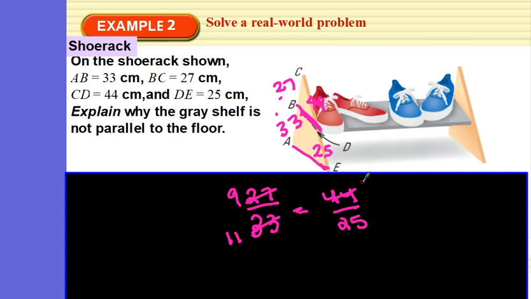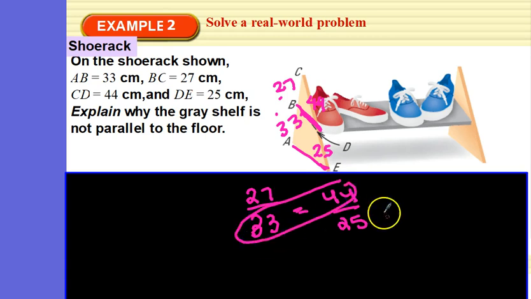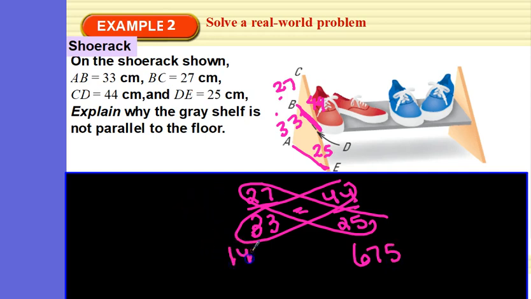No, I can't. Another way, if you were stuck and not sure if you can reduce, you can turn both of these fractions into decimals. So turn that into a decimal, turn that into a decimal, and compare. Or you can do the cross products and see if the cross products are equal. So 25 times 27 is what? 675. And 33 times 44 is 1452. Those are clearly not equal, therefore it's not proportional.